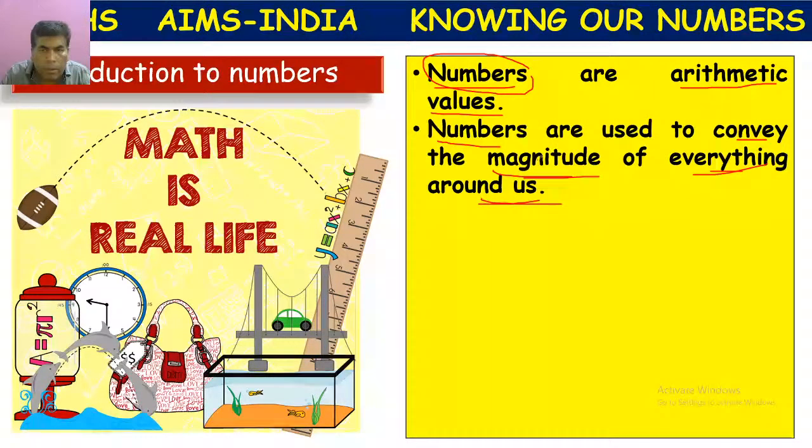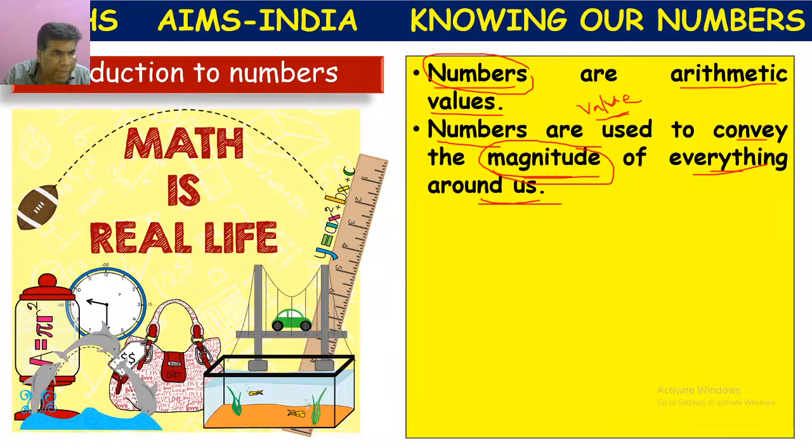Here, what is the meaning of magnitude? The word magnitude means value after measurement. After measuring, whatever value we get for any object or any measurement is called magnitude. So in our surroundings, if you want to measure anything or convey its value, then we have to take the help of numbers.